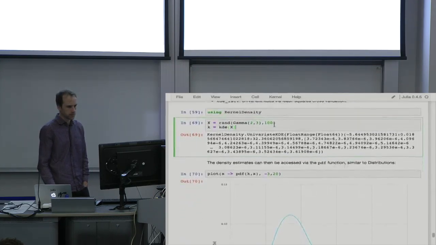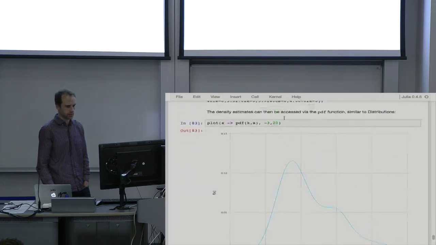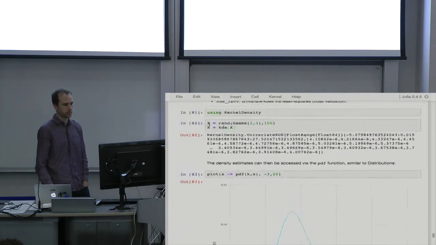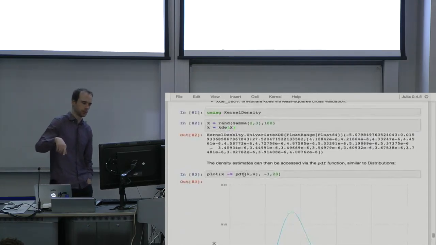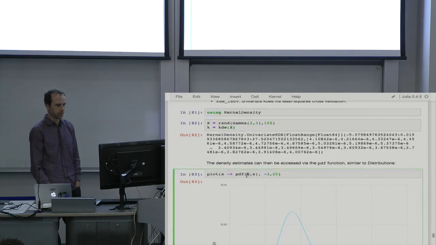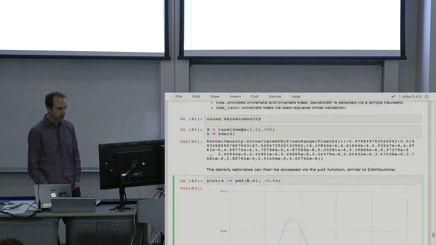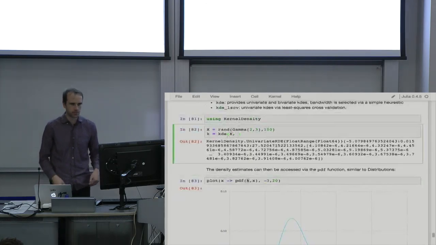And then the nice thing about it is that you can actually feed in using kernel density there, and then there's our PDF, and you get the PDF of the kernel density estimate. So the kernel density estimate gives you this KDE object, and then we just use this PDF function from the distributions, you can just feed a kernel density object into PDF to get the values back of the PDF.